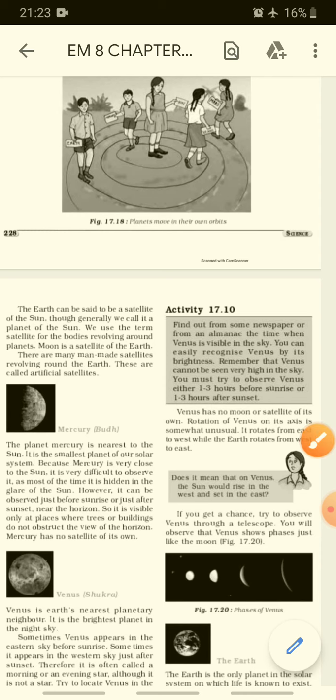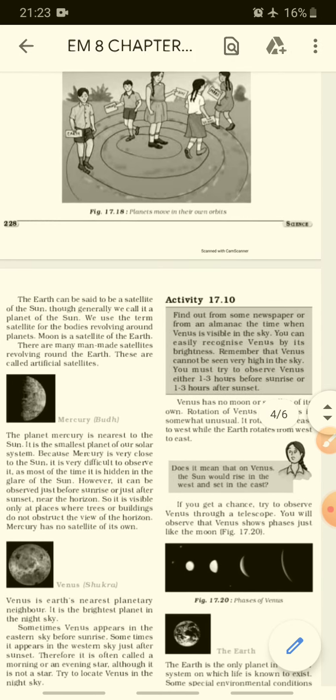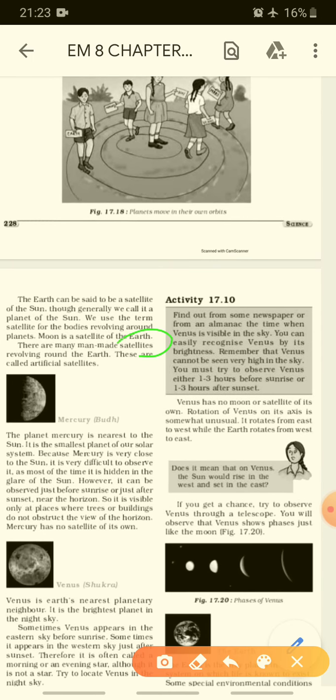There are many man-made satellites. We can telecast many things from space. How? Through the satellites. Through the satellites we can telecast from any planet and get any news. There are many man-made satellites revolving around the Earth. These are known as artificial satellites.